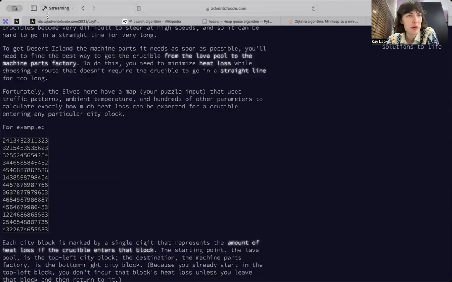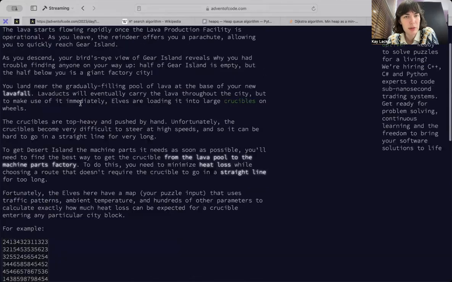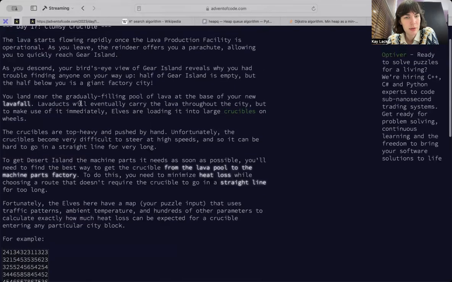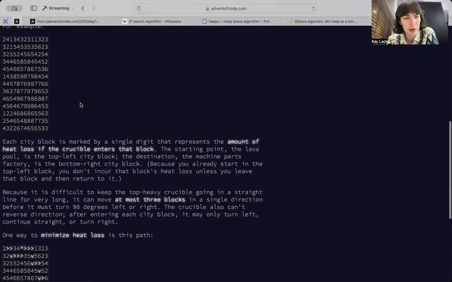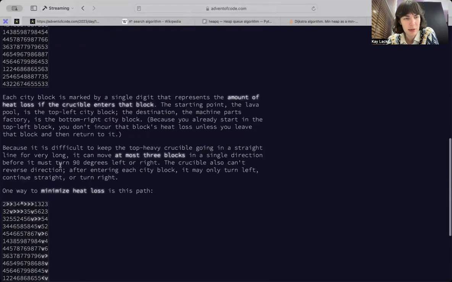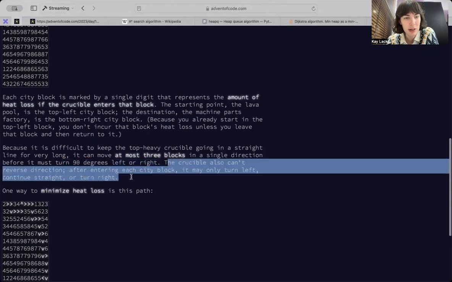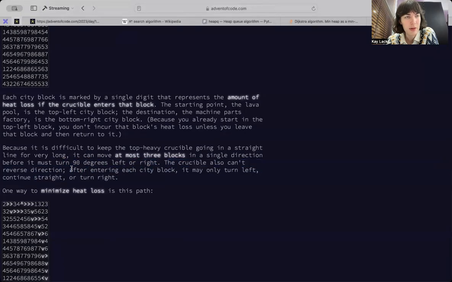I don't see, yeah, and there's no reason probably we would want to. Yeah, I think we can only go left or right. Yeah, 90 degrees left or right. It also can't reverse direction. Okay, great.